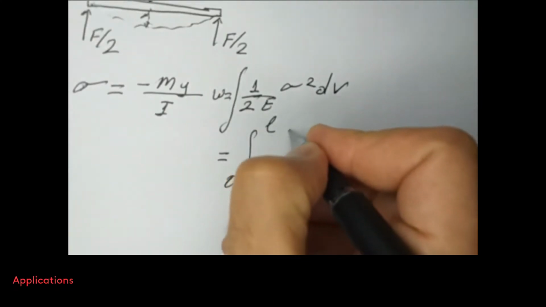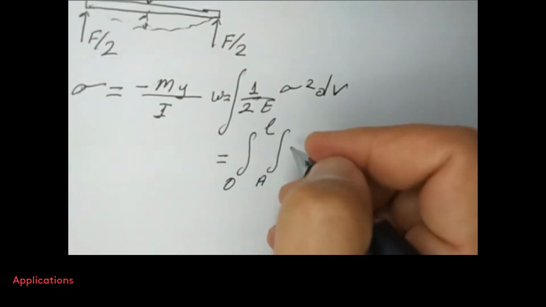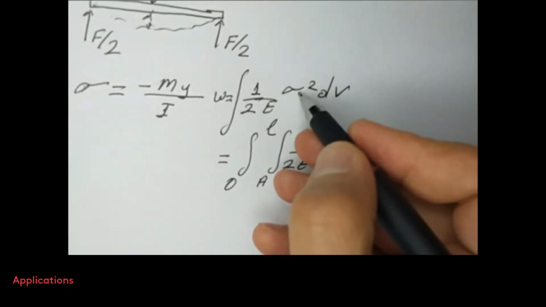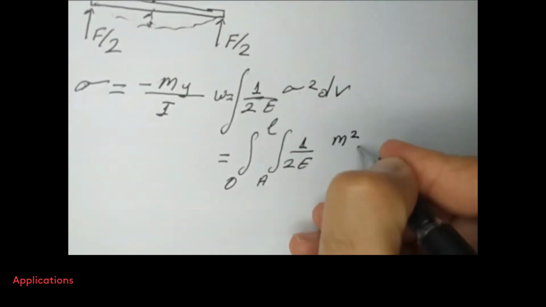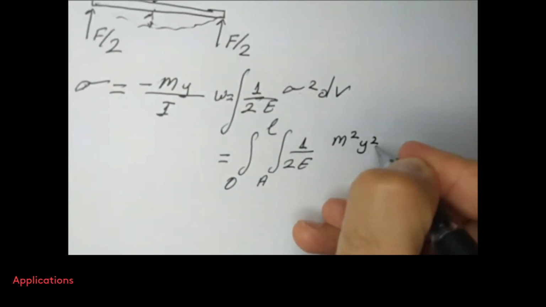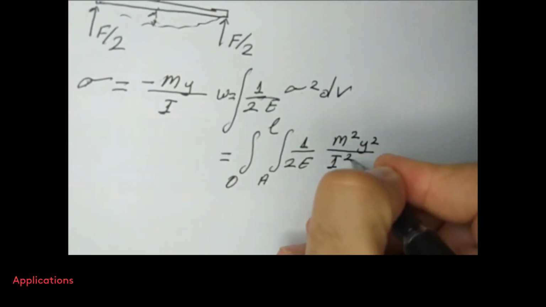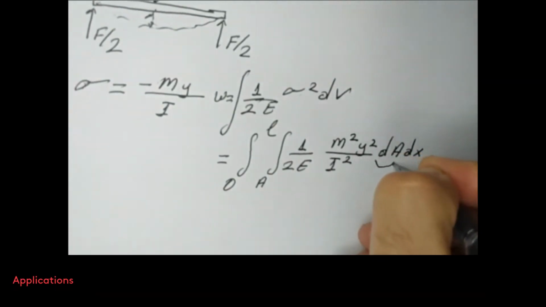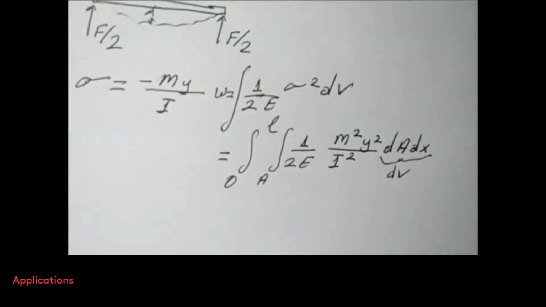So this is 1/2E. Let's substitute the moment here. So this is M square y square divided by I square dA multiplied by dx. So this is the volume. Now I'm just calculating the energy stored in the beam due to the deformation. Strain energy, total energy.